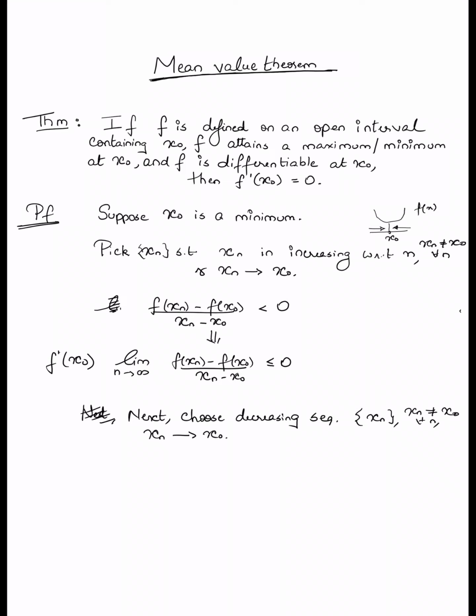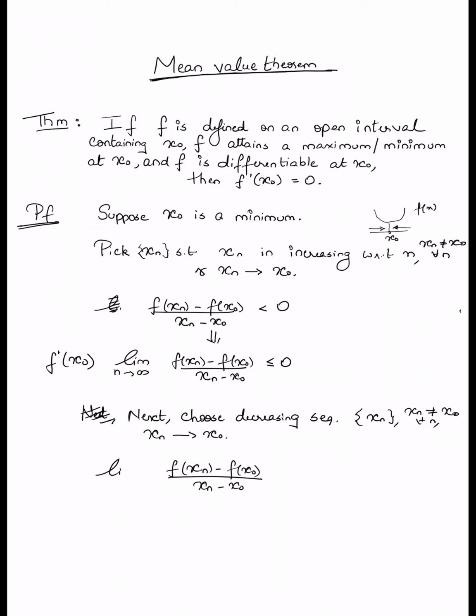Along this sequence you can see that f of xn minus f of x naught upon xn minus x naught is actually going to be greater than 0. Why? Because the denominator is positive, because xn is approaching x naught from the right, and the numerator is positive because x naught is a minimum, right?